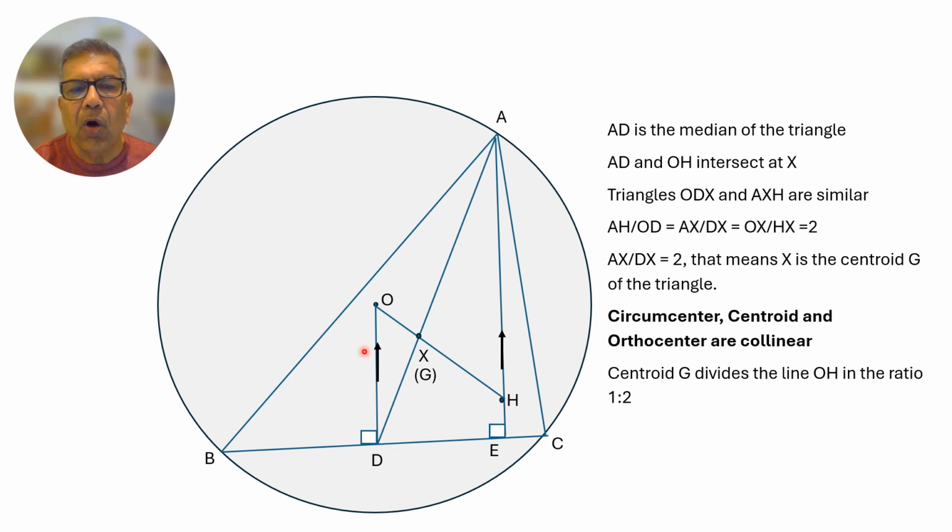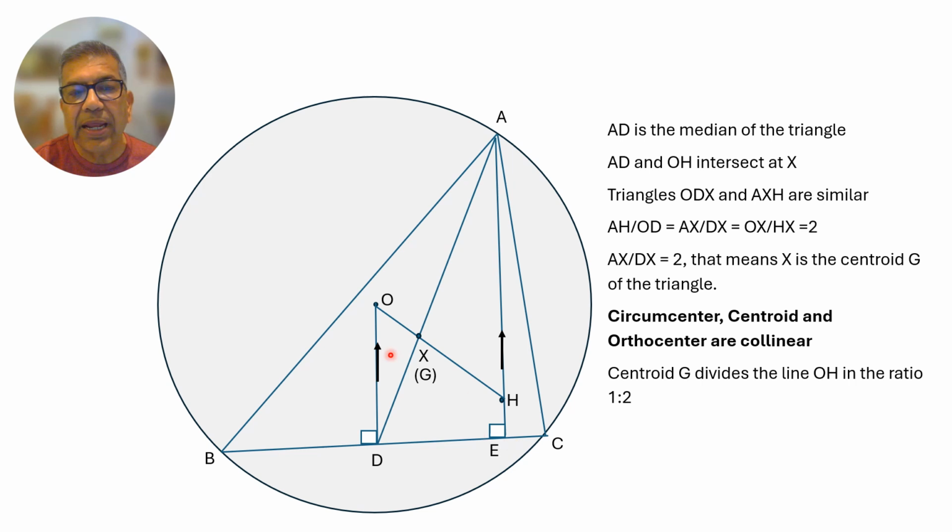That means all the sides will be in the same ratio. I have shown it here. AX over DX, AH over OD should be equal to AX over DX and also equal to OX over HX. So the three corresponding sides are in the same proportion.